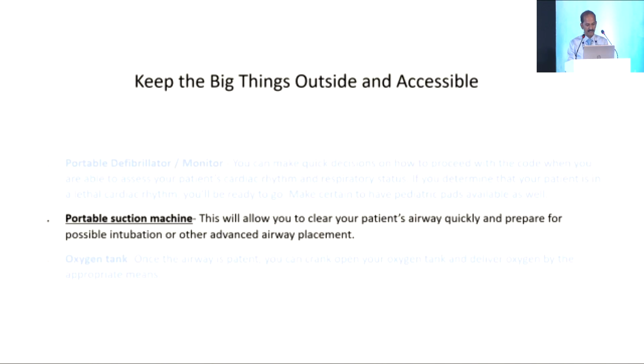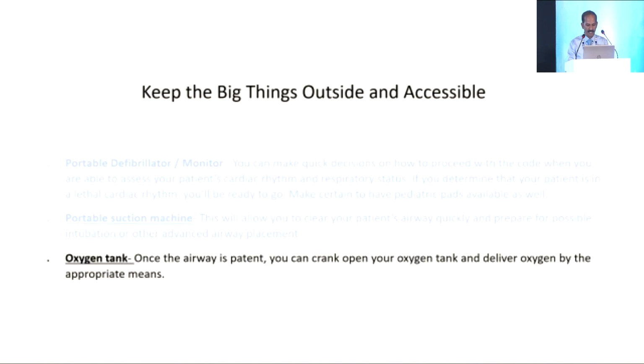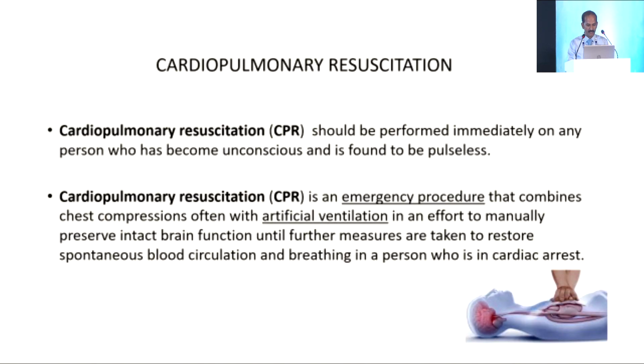Next is a suction apparatus. It basically clears the airway and facilitates the intubation. It prevents pulmonary aspiration. The other one is the oxygen tank. These are the things which are kept outside. When it comes to the oxygen tanks, the most important thing is to know where the key is, because most of the time you'll have everything but lose a key, and that's when you'll be searching to crank it open and finding it difficult. So every component has to be labeled and you must make sure everything is present on a regular basis.